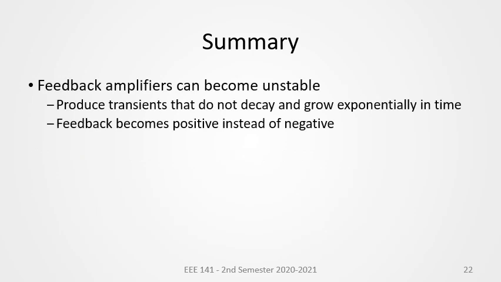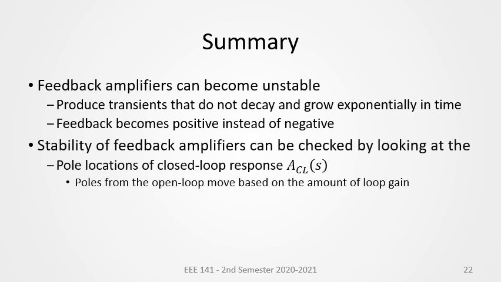Next, feedback amplifiers can become unstable. When unstable, the system will produce transients that do not decay, but rather grow exponentially in time. In this case, the feedback technically becomes positive instead of negative. The stability of feedback amplifiers can be checked by looking at the pole locations at the S domain of the closed loop response, ACL of S. The poles of the open loop response move based on the amount of loop gain, and if the poles end up in the right half plane, then the system is unstable.